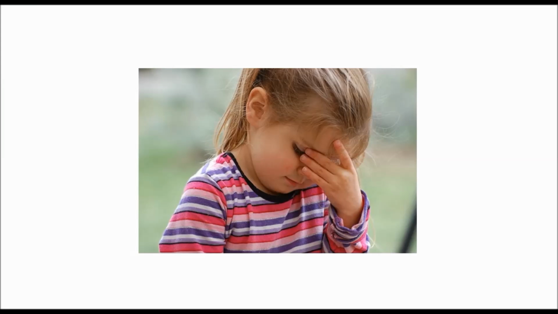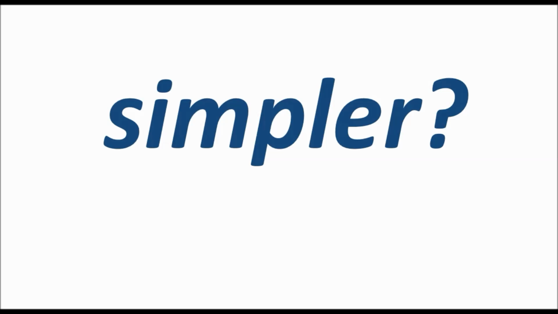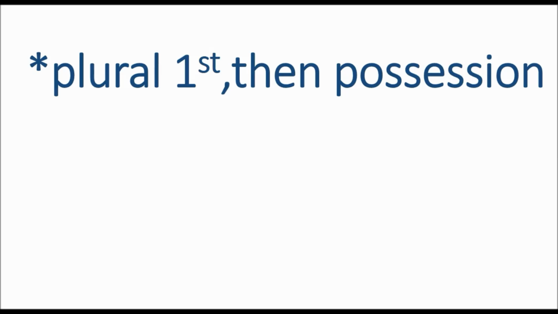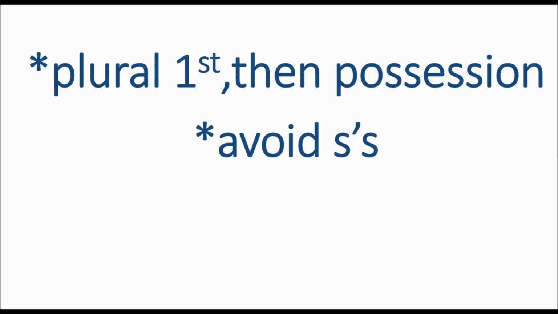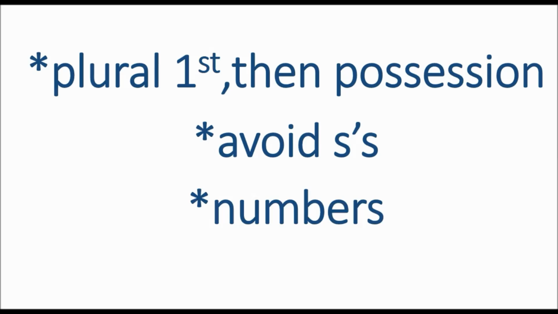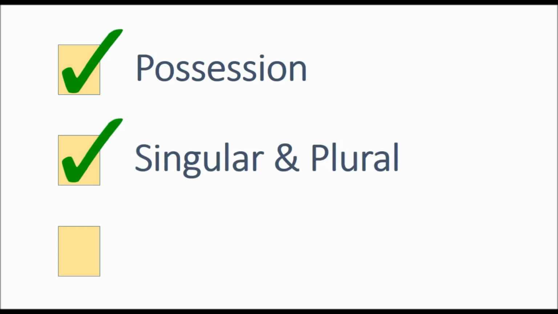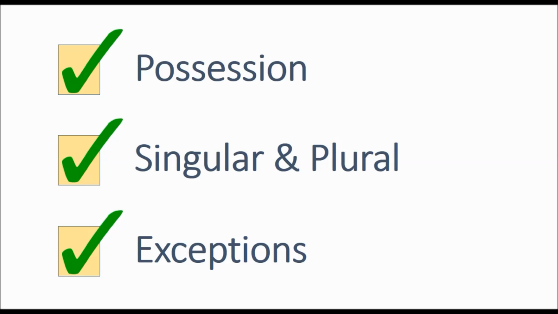And if it's all driving you mad and crazy, maybe we can make it a little simpler by just saying, remember these rules. Plural first and then possession. Avoid S apostrophe S and be very careful when using numbers not to have two apostrophes. In this video, we've looked at apostrophes for possession, singular and plural, and a whole heap of exceptions.